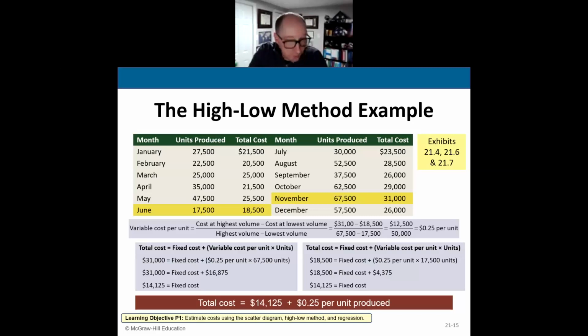Not surprising that the two balance, right? They equal: 14,125 equals 14,125. That tells me that I did it correctly.